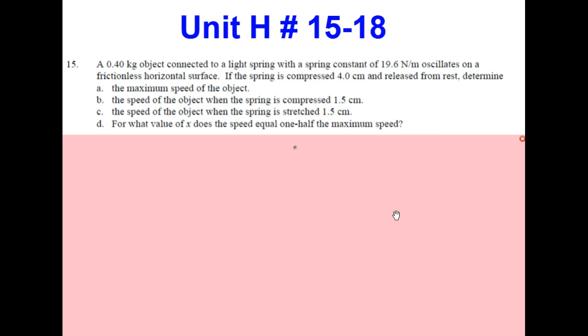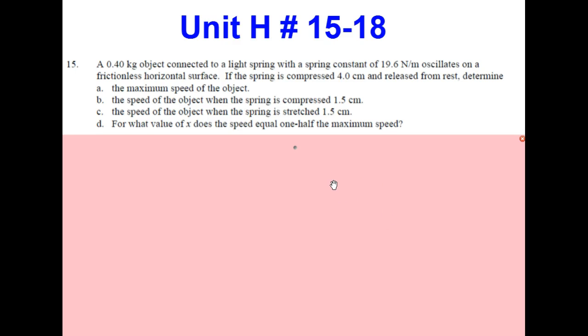We have a 0.4 kilogram object connected to a light spring with a spring constant of 19.6 newtons per meter. It oscillates on a frictionless horizontal surface. If the spring is compressed 4 centimeters and released from rest, determine A, the maximum speed of the object, B, the speed of the object when the spring is compressed 1.5 centimeters, C, the speed of the object when the spring is stretched 1.5 centimeters, and D, for what value of x does the speed equal 1/2 the maximum speed.